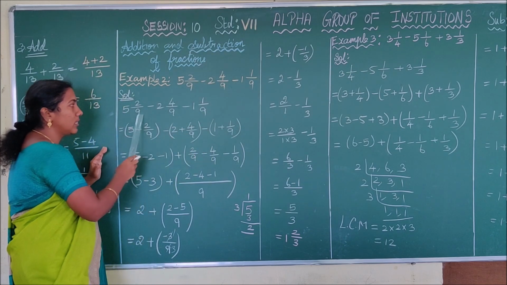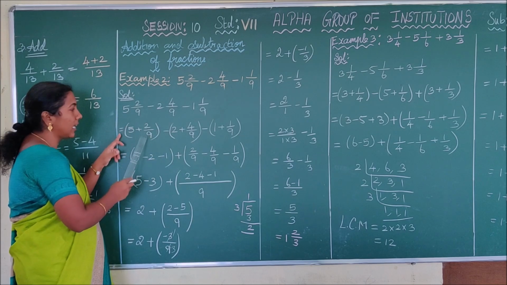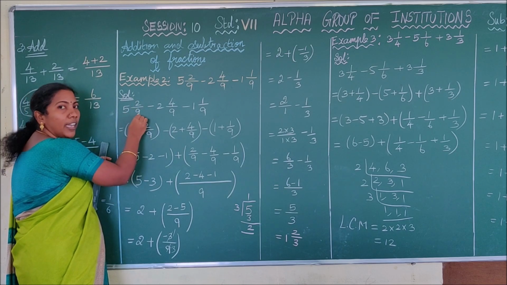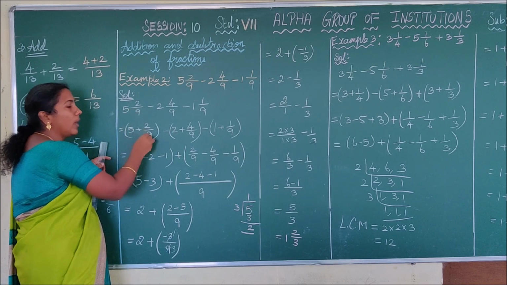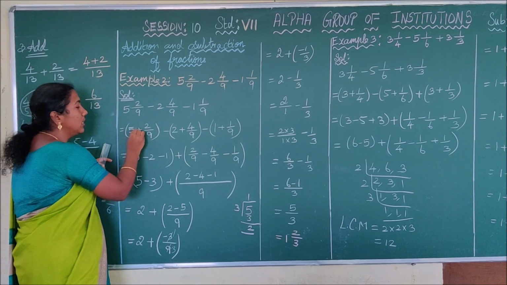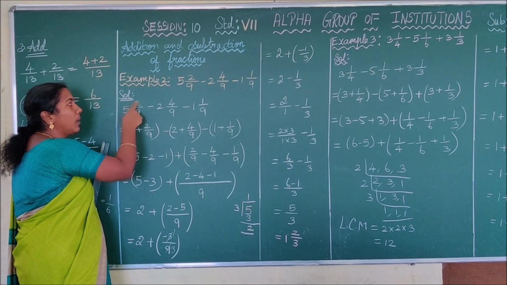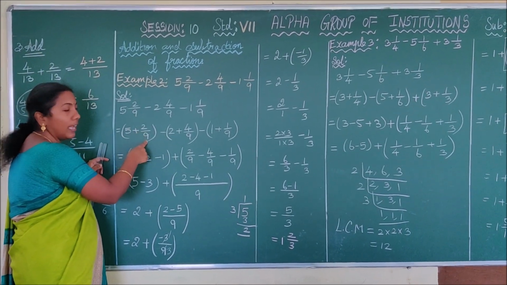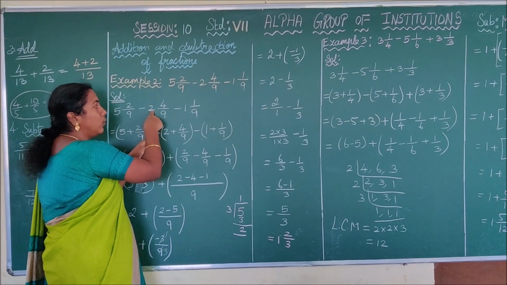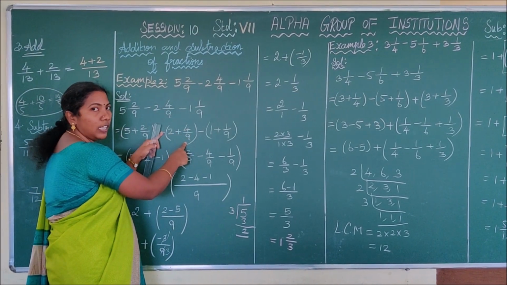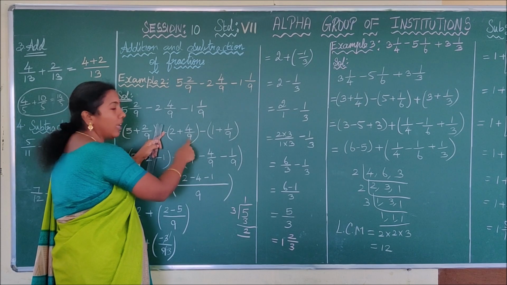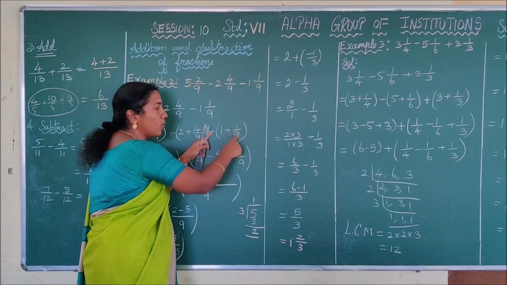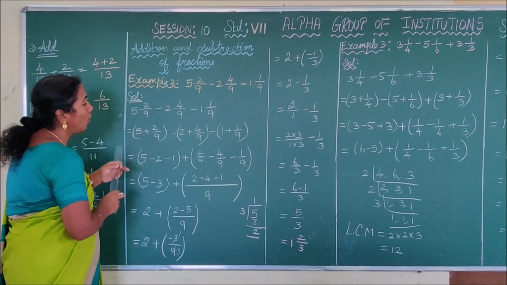See here, the first step is you have to write the question again, and the second step, this is a very important step. First you have to write 5 2 by 9 as 5 plus 2 by 9. That is, you have to include this plus symbol between the whole number and the fraction of the mixed fraction. Okay, 5 plus 2 by 9 minus, here how can you write 2 4 by 9? 2 plus 4 by 9. Is it clear, children? Minus, include plus between 1 and 1 by 9: 1 plus 1 by 9. Is it clear, children?